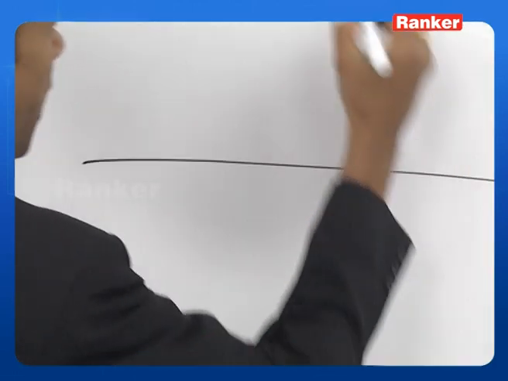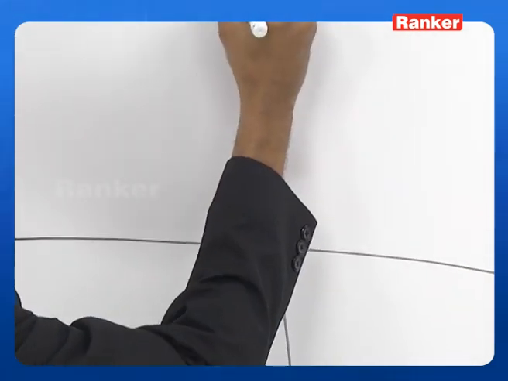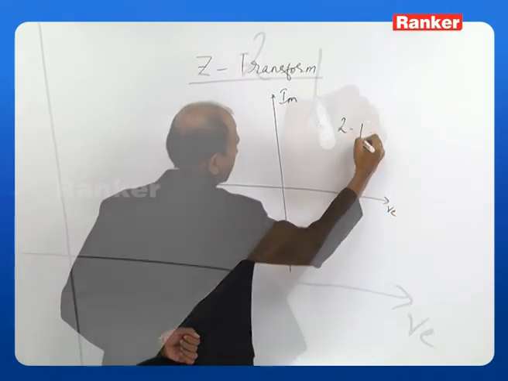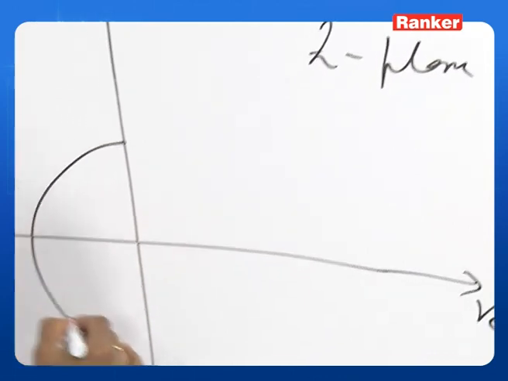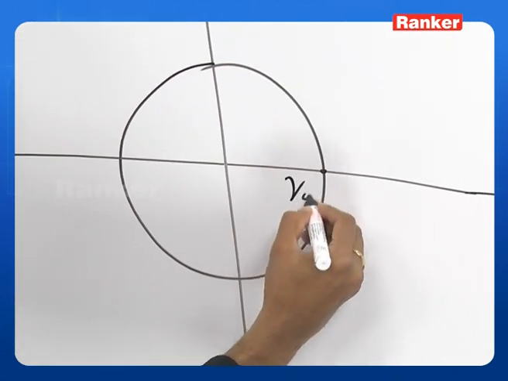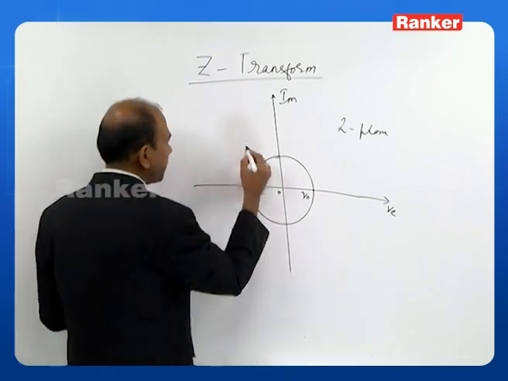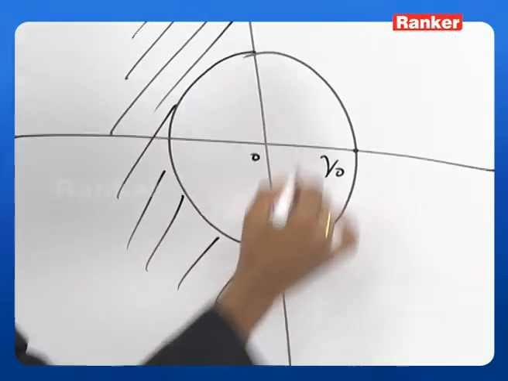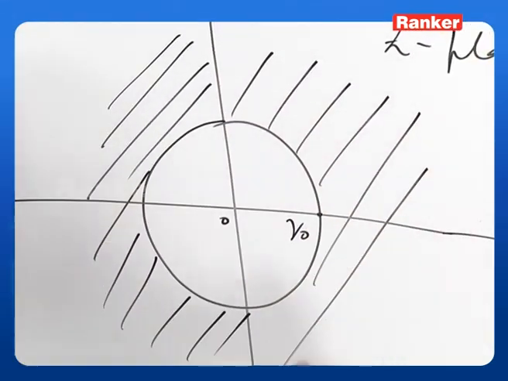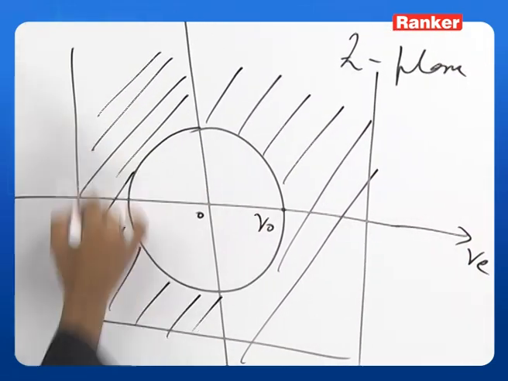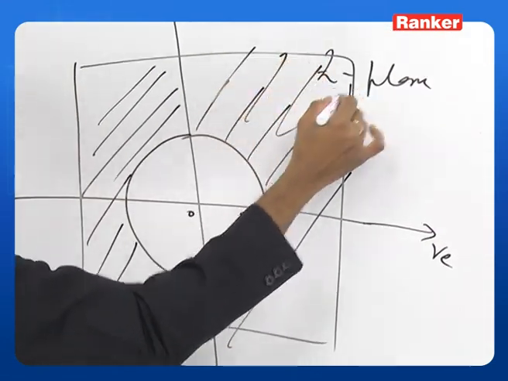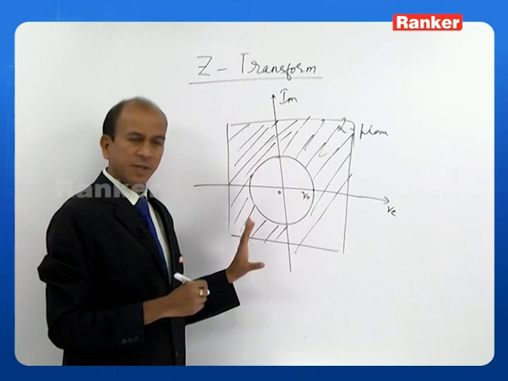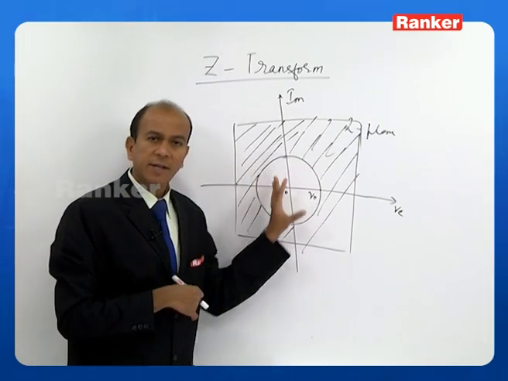Now let us see how the ROC exists for this. This is my imaginary axis, this is my real axis, this is the z plane. And let us say this is R naught for us. So, the region of convergence will be, you can just put it here clear. So, this is the ROC in the case of a right handed sequence.